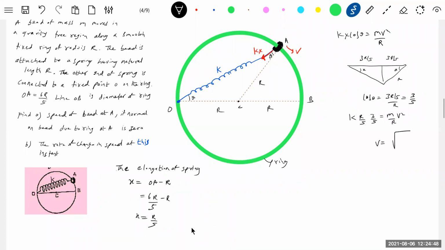So v is equal to the square root of 3kr square by 25m. This will be the tangential speed of the bead A at this instant.